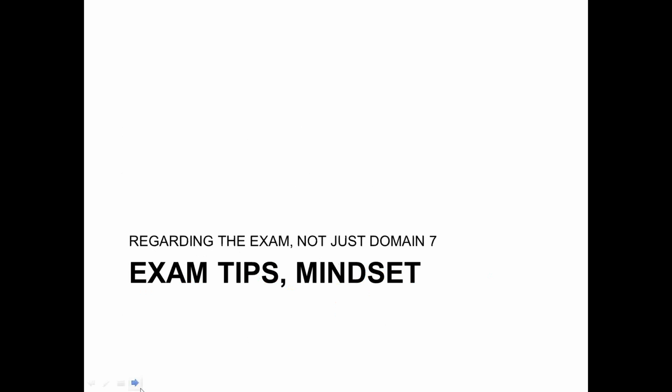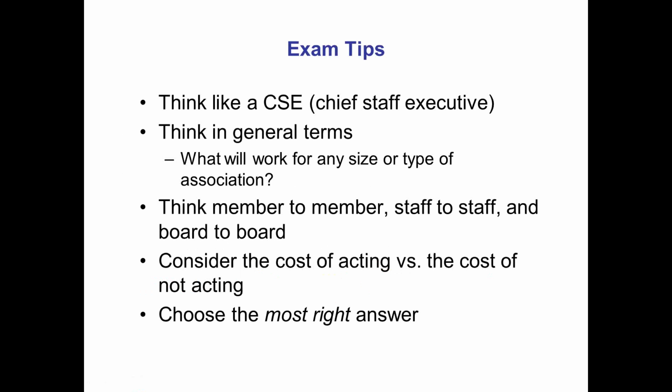Okay, so this is the one that will be reinforcement and very helpful. Example, having not been used inside the CAE, which I'm sure everybody is moving more towards in their study. Think in general terms, whether with the size and type of association. Think members to members, staff to staff, board to board, a lot of key communications that need to be had, especially when they come up in sessions with the board.